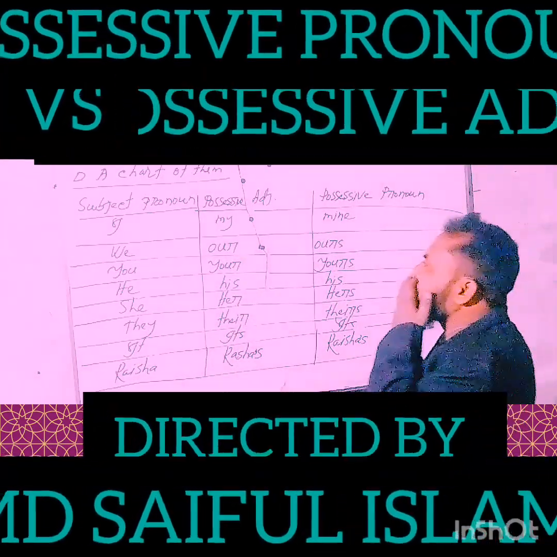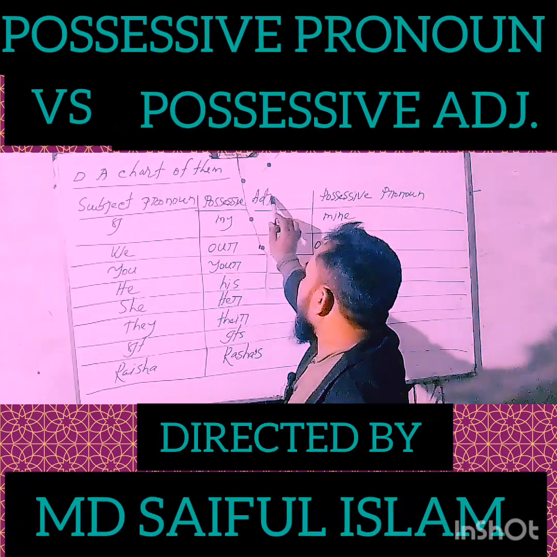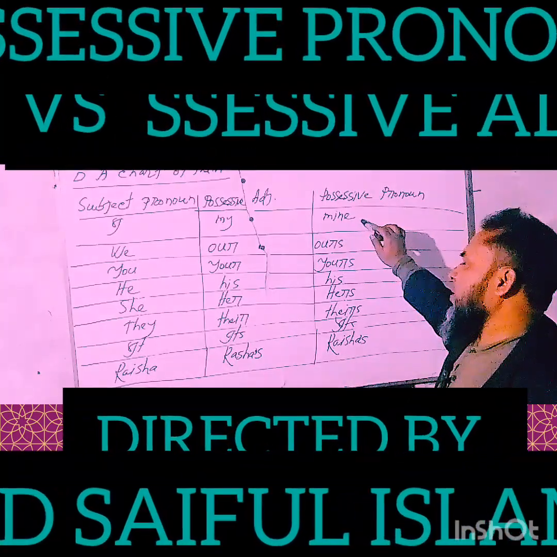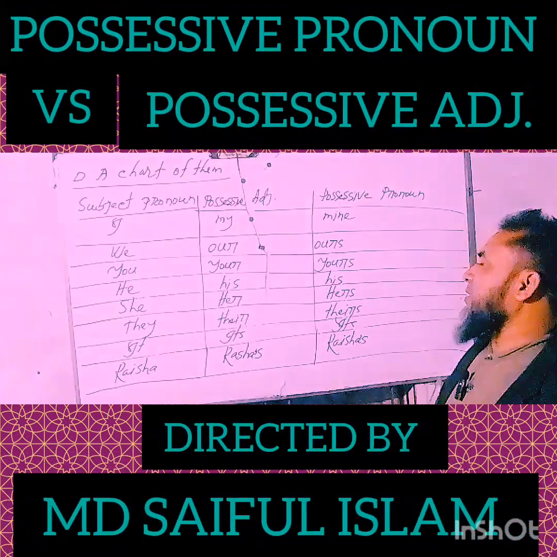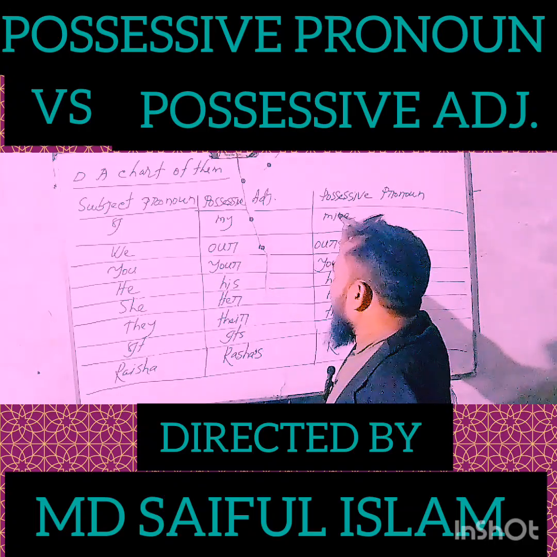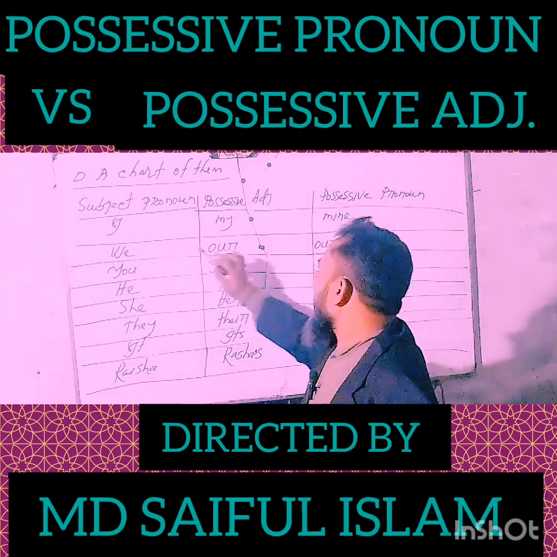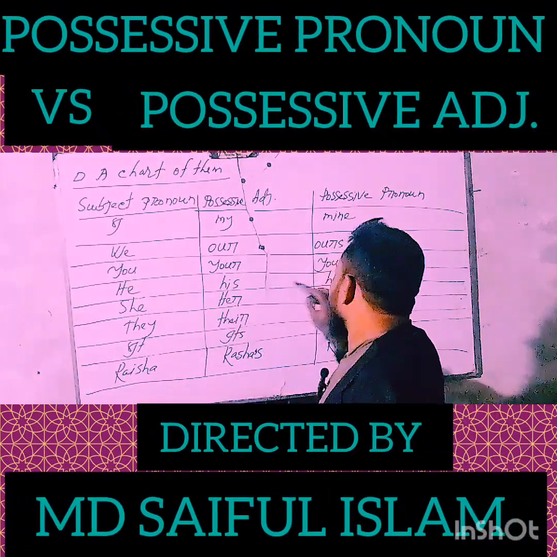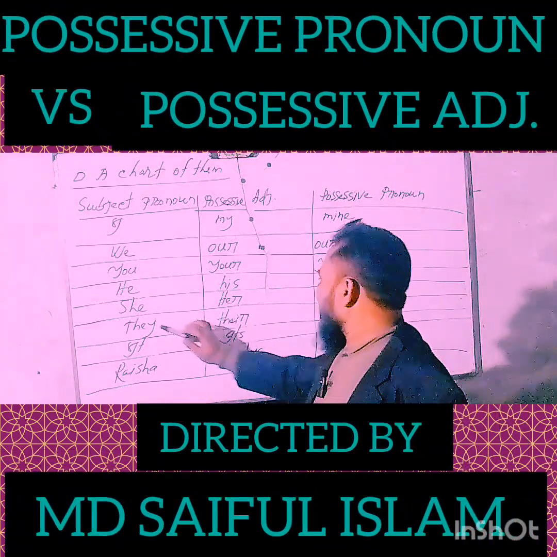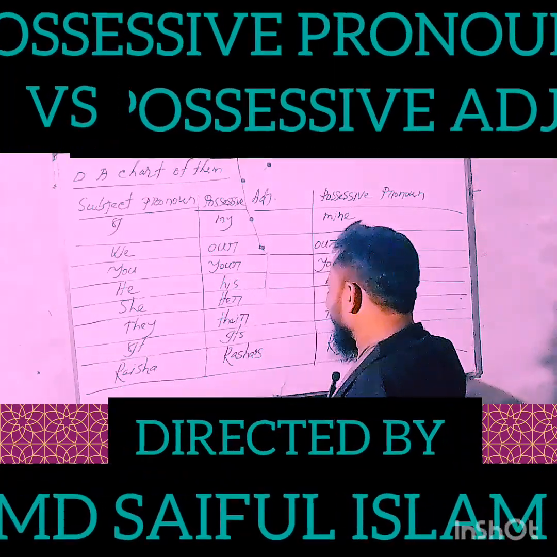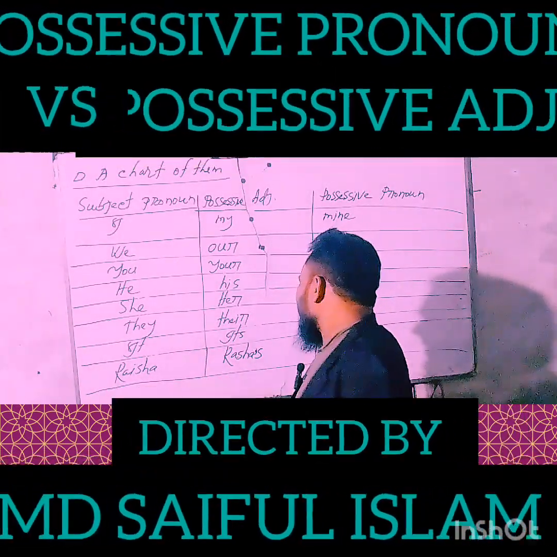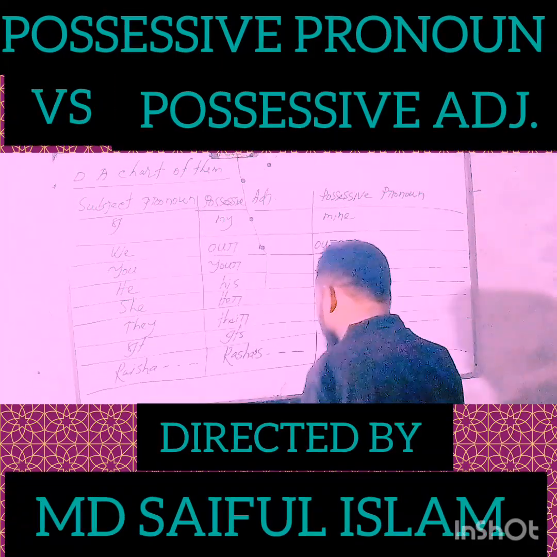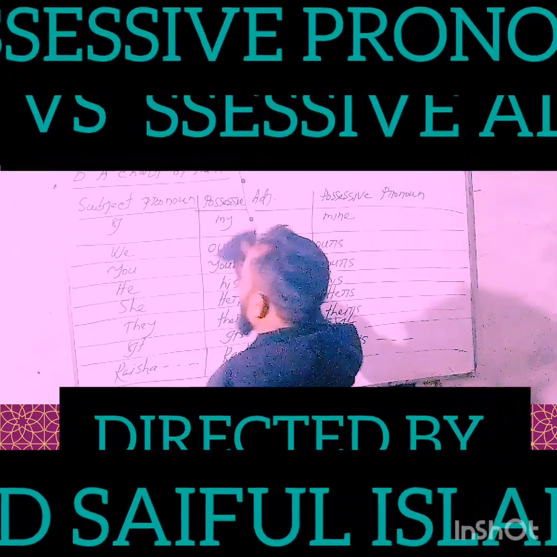Okay, my dear learners, you may mind and try to save in your memory. If you consider subject pronoun I, the possessive adjective of I, of course, is my, and the possessive pronoun of I is mine. You'll have to save in your memory in this way: I, my, mine. We, our, ours. You, your, yours. He, his, she, her, hers, they, their, theirs, its. Okay, my dear learners, you have understood clearly.